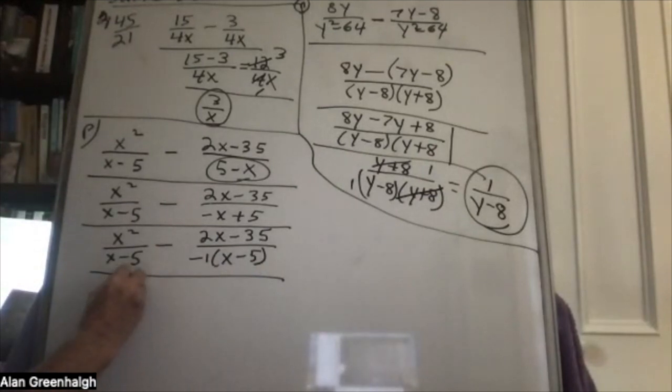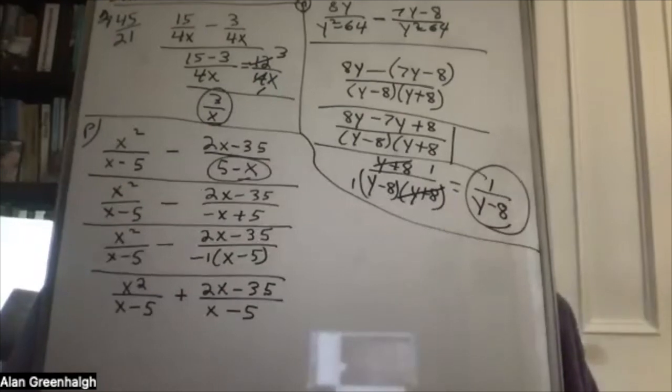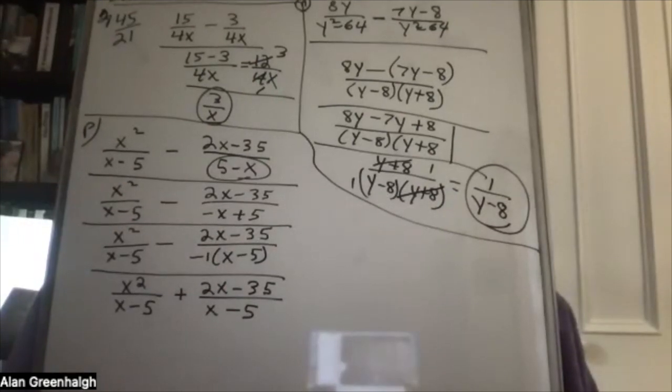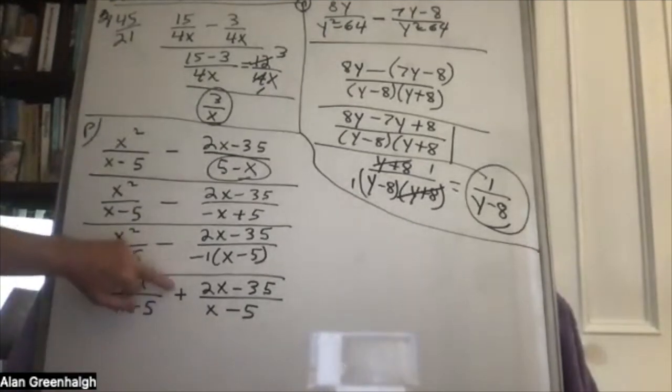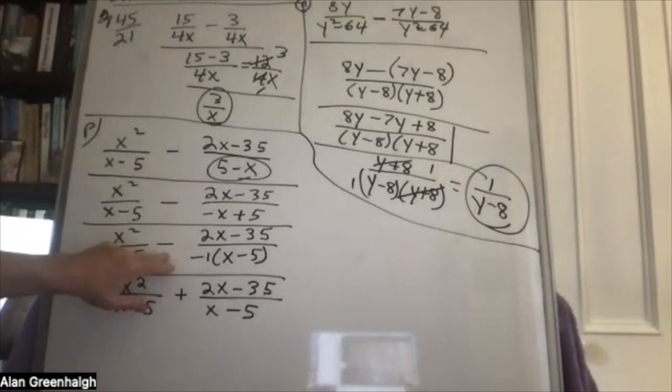Beautiful. Positive 2x minus 35 over x minus 5. That's exactly how you do it. Very, very nice. Okay, now we have the same denominator. We don't have a freaky negative, double negative to worry about.